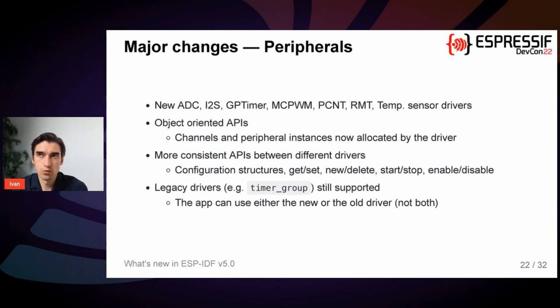So you no longer work with specific channels of the peripheral. For example, if you have a timer group, you no longer have to care whether you're using timer 0 or timer 1 or timer group 0, timer group 1. The driver will allocate channels so that multiple components can use the same peripheral without conflicts and without having to explicitly say which component is using which channel.